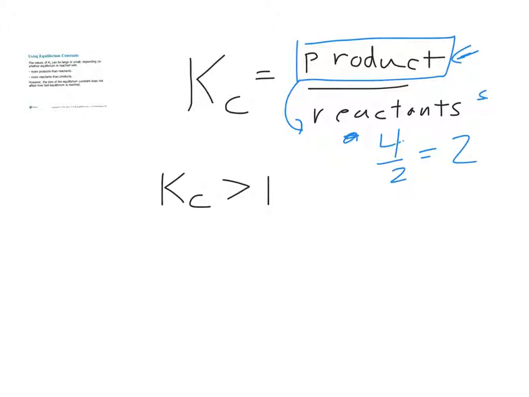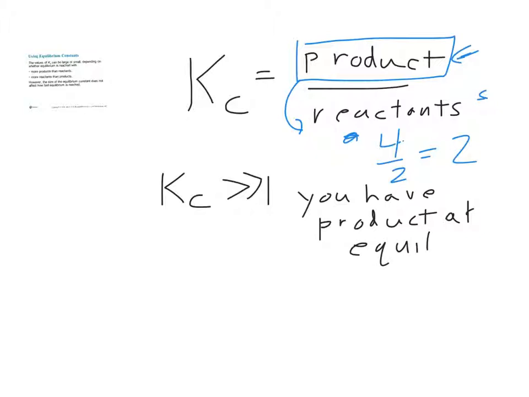So whenever your equilibrium constant is much, much greater than 1, you will have more product at equilibrium than you will have reactant. The opposite is also true.